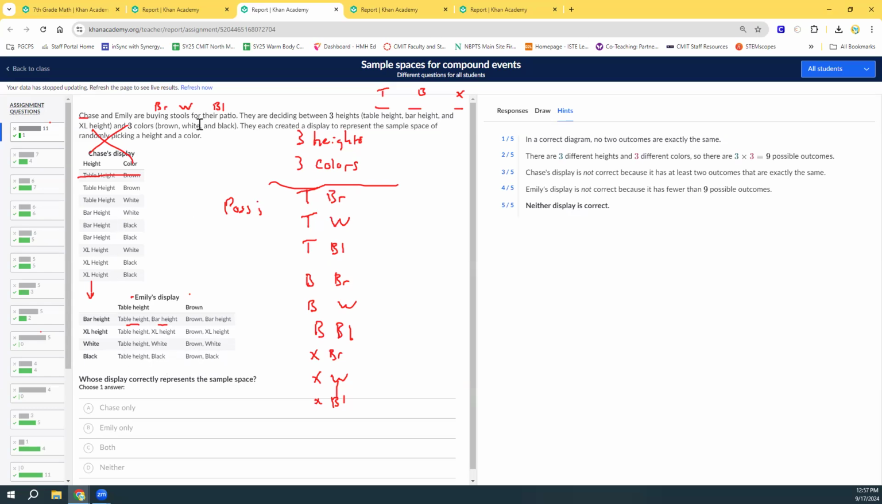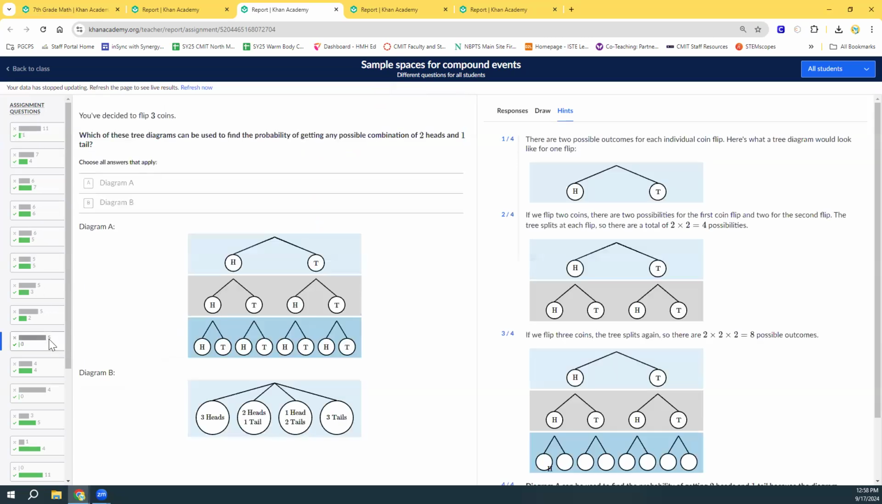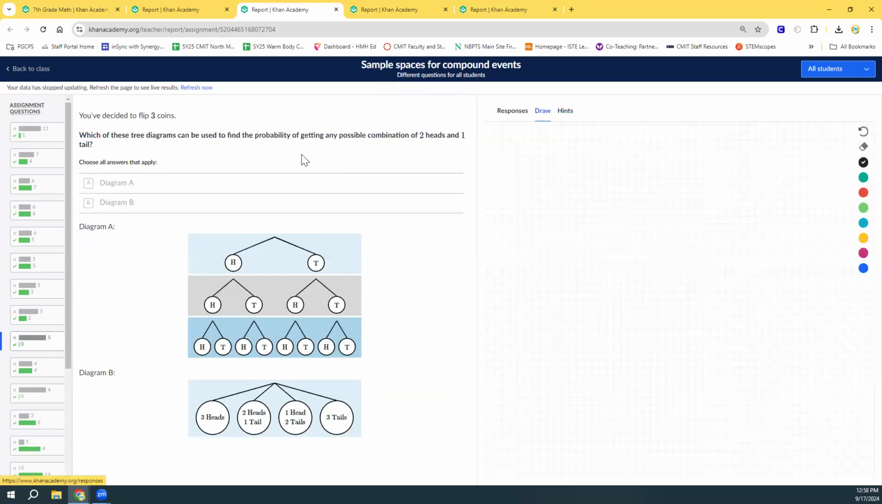So let's do another one. We're going to move away from these heights here. Flipping the coins. Okay. So I wanted to show you about flipping coins. I'm glad this is the problem. So you decided to flip 3 coins. Okay. I worked for a whole college semester on these organizing diagrams. So let me show you my diagram and then we'll look at these diagrams.